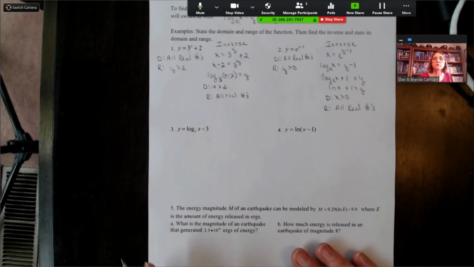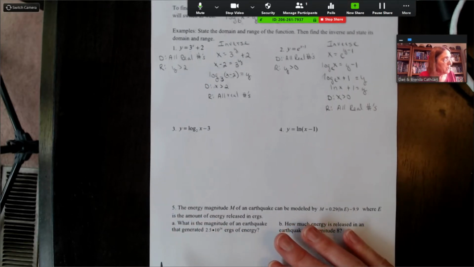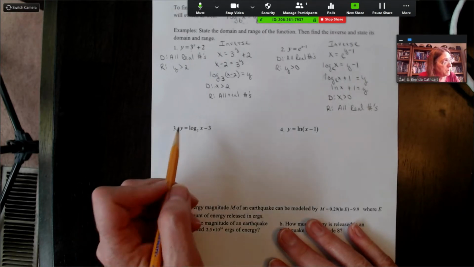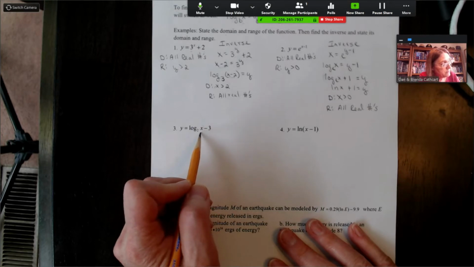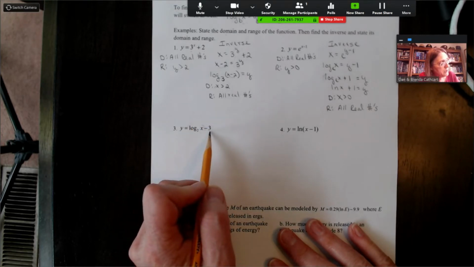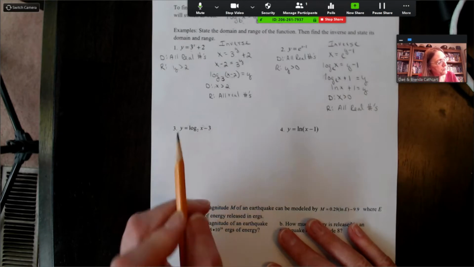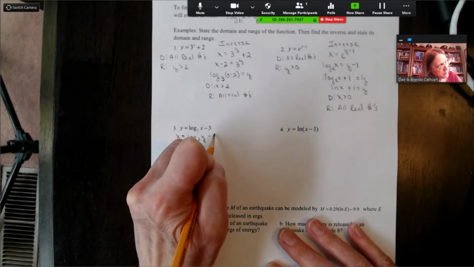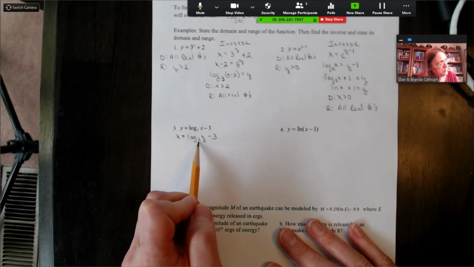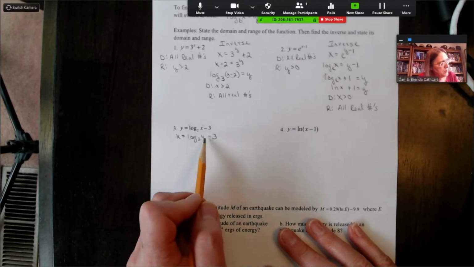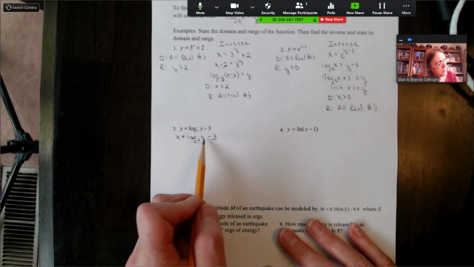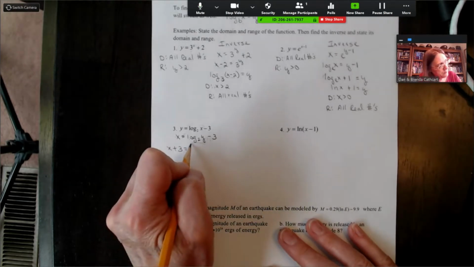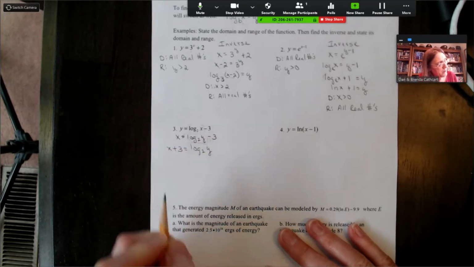Now let's take a look at starting with a log function and going back to an exponential function. We're going to start as we always start by getting the term that has the x in it by itself. Actually, we're going to switch the variables first, and then we're going to get the term with the variable by itself. So we're going to write x equals log base 2 of y minus 3. We want this term with the y by itself, so add 3 to both sides. We get x plus 3 equals log base 2 of y.